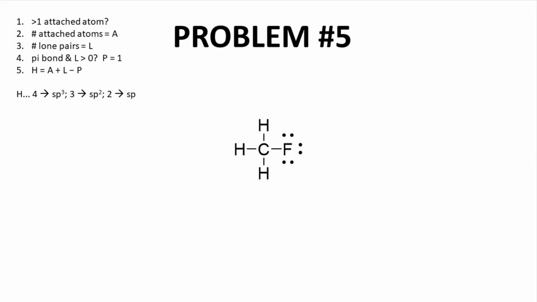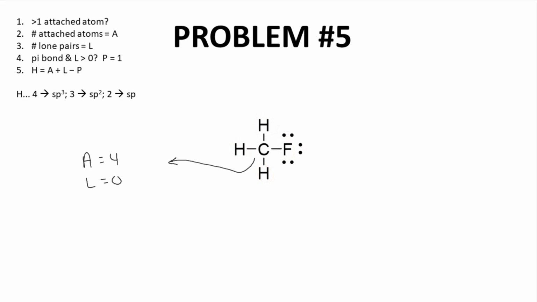Okay, great. Let's go to problem number 5. It's a little bit smaller molecule. We just have 2 second row elements. This carbon will be fairly quick. It's attached to a lot of atoms. There's 1, 2, 3, 4. So A equals 4. We're now on question 3, number of lone pairs.